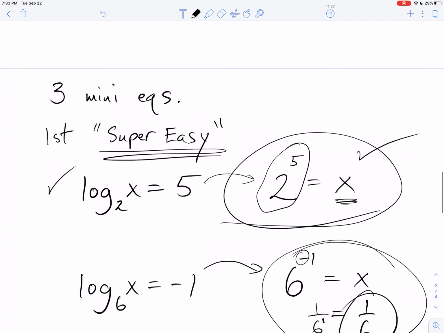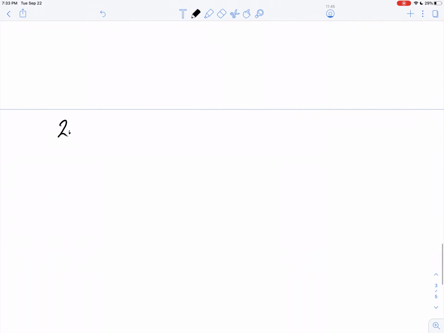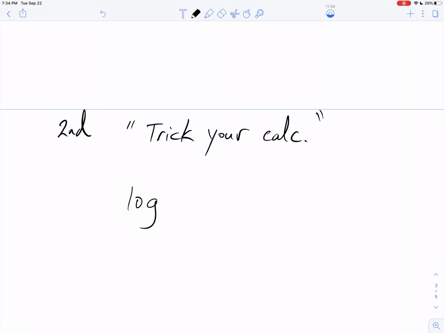Speaking of using your calculator, here's the second type of mini equation. And the second type is what I call the trick your calculator style. Trick your calc. Okay, so I'm going to have a logarithm. Of course, I got to have a logarithm. That's a given for the situation here. And then I'm going to have something like a base, and I got to have a number, and it's got to equal something, right? That's how it rolls. So I call that a trick your calc style.